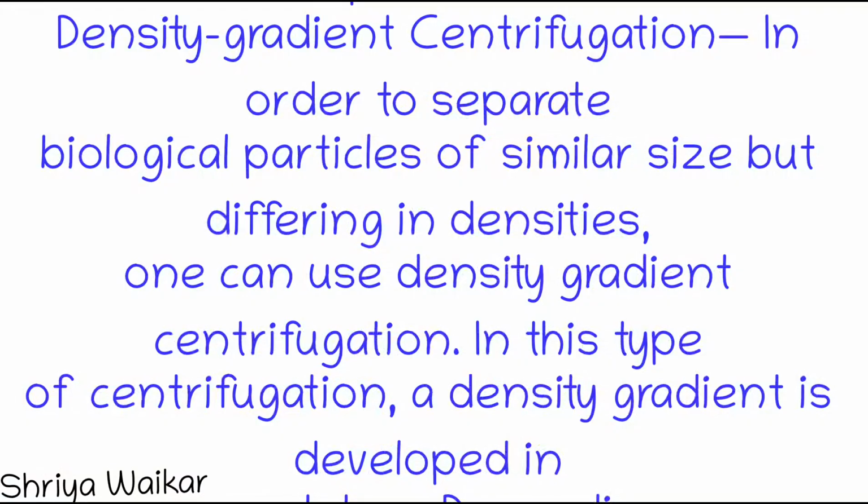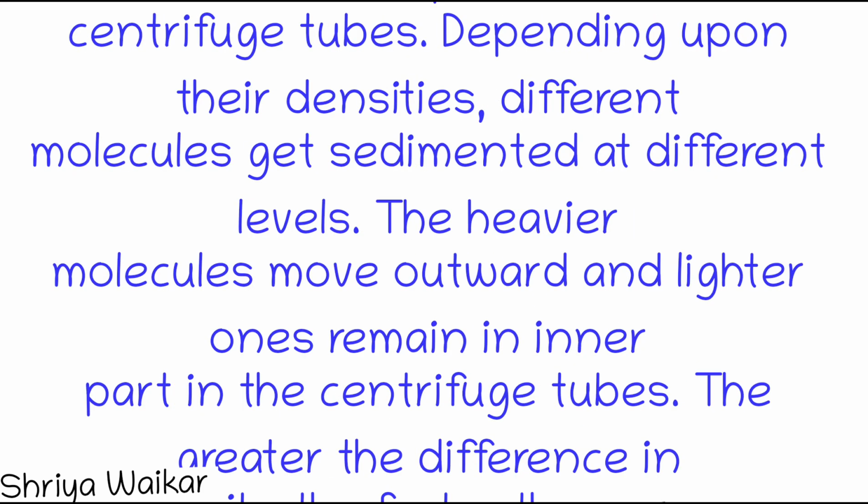Then density gradient centrifugation. In order to separate biological particles of similar size but differing in densities, one can use density gradient centrifugation. In this type of centrifugation, a density gradient is developed in the centrifuge tube. Depending upon the density, different molecules get sedimented at different levels. So the heavier molecules move outward and the lighter ones remain in the inner part of the tube. The greater the difference in density, the faster they will move.